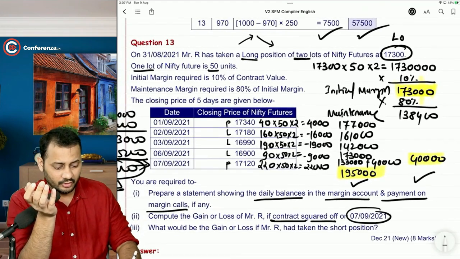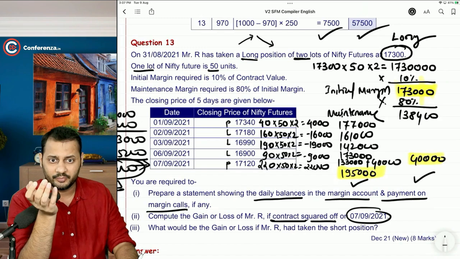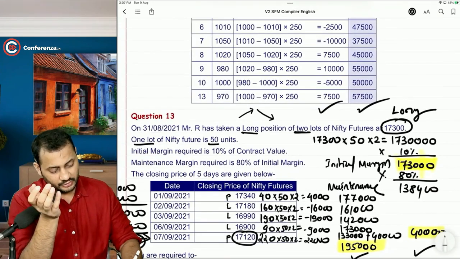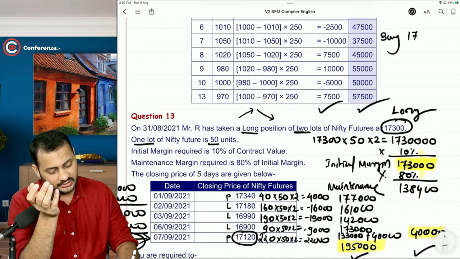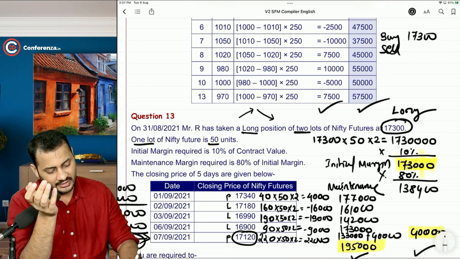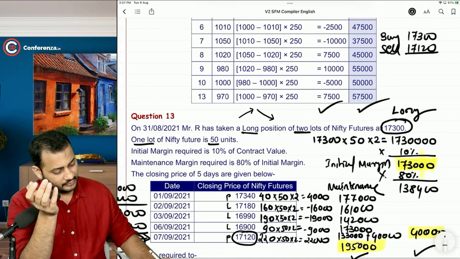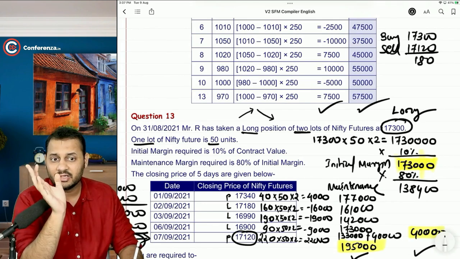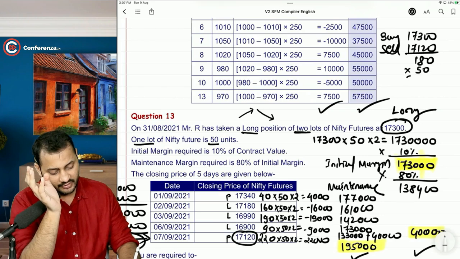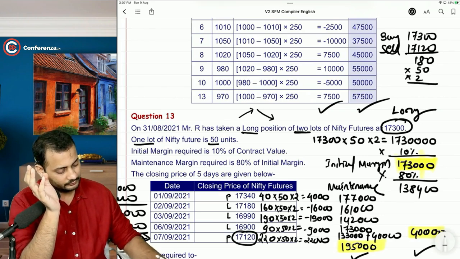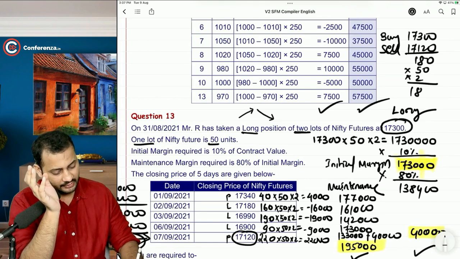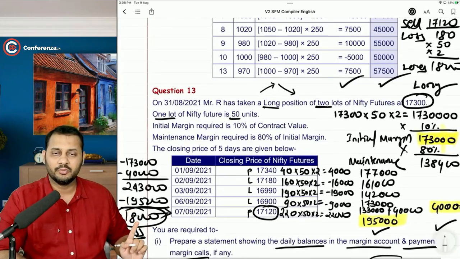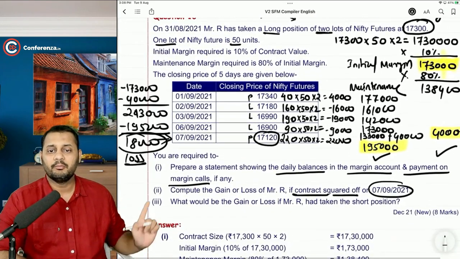You had a long position at 17,300 rupees, and then you squared it off at 17,120. See, so you had a buy position at 17,300, then you had a sell position at 17,120. So the loss is 180 rupees because you are selling at a lesser price. Multiplied by 50 multiplied by 2, that comes to 18,000. So if this is a loss, this is also a loss. So that's confirmed that there will be a loss of 18,000 rupees to the buyer of the contract.